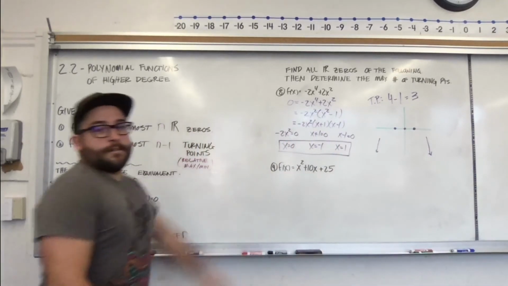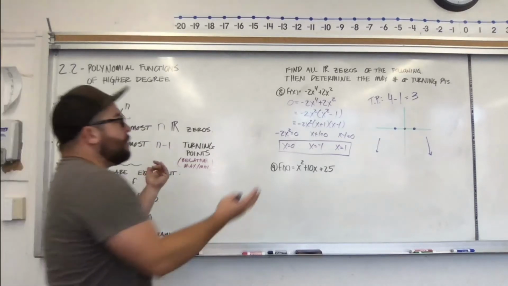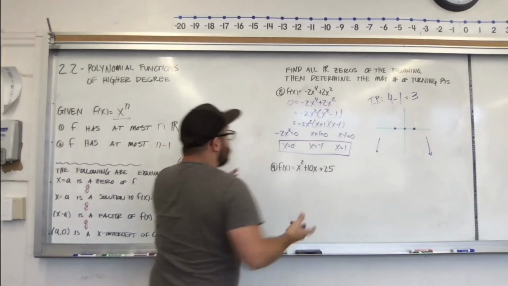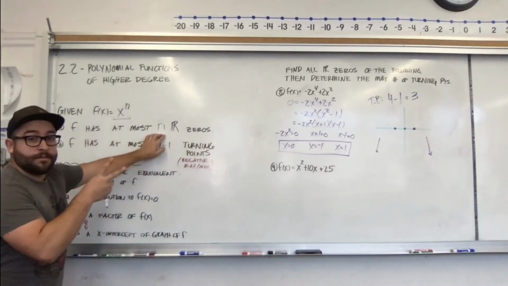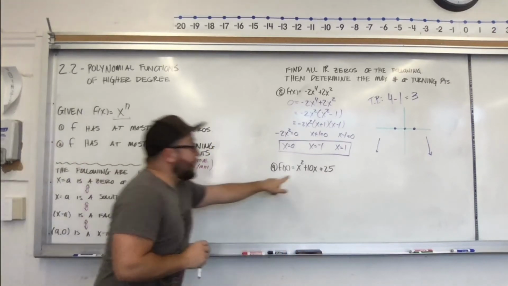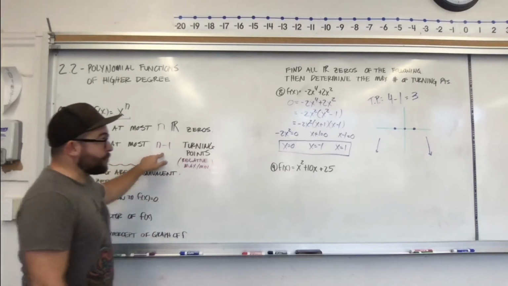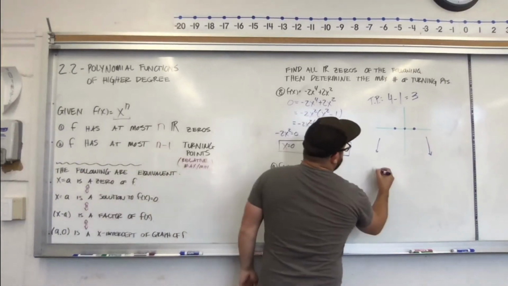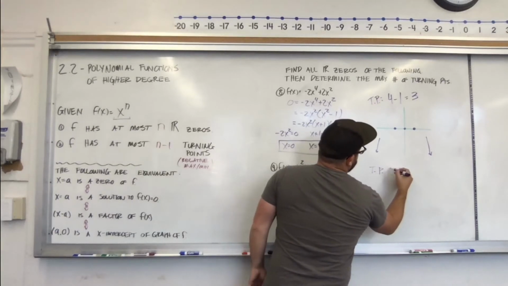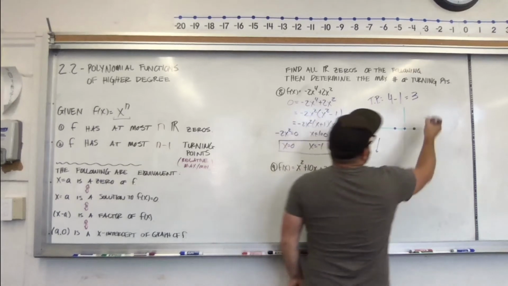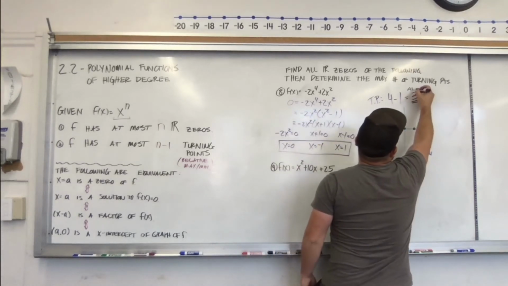Moving on to number 9. Number 9, you guys give this one a try. It's just something quadratic, so it should have at most 2 zeros. Again, quadratic, so turning points is going to be 2 minus 1, which is at most 1 turning point. This one was at most 3.